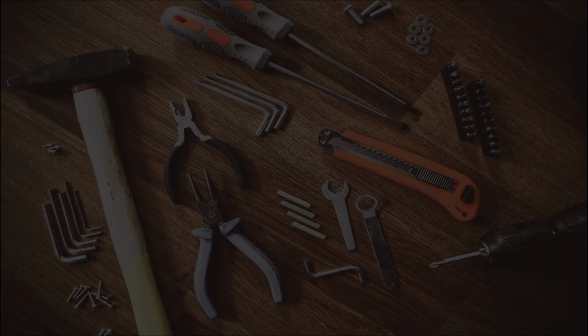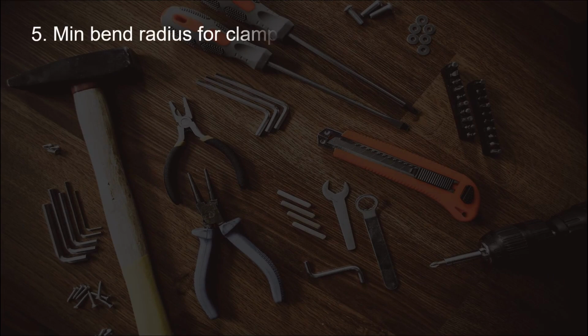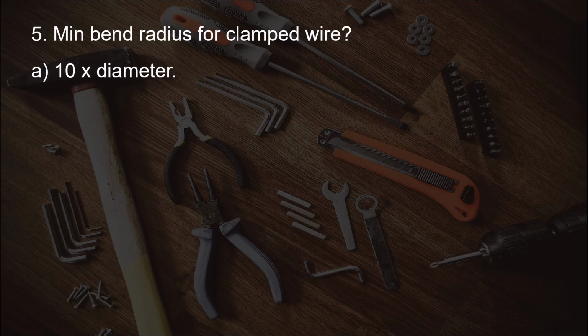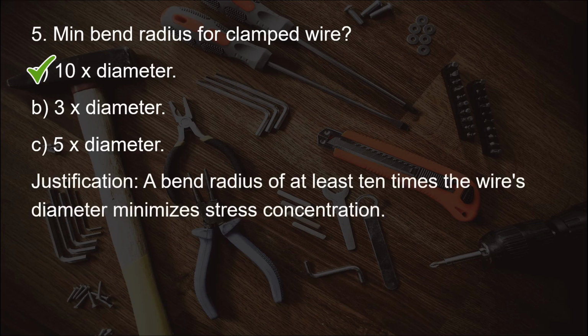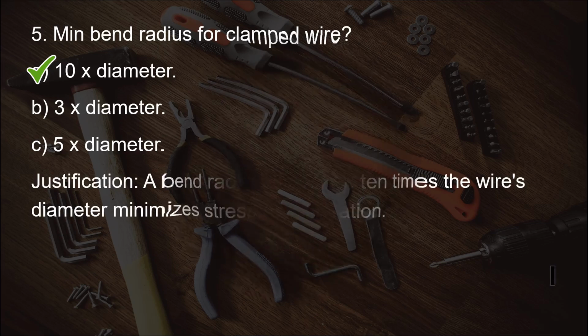Question 5. Min bend radius for clamped wire? A. 10x diameter. B. 3x diameter. C. 5x diameter. Justification: a bend radius of at least 10 times the wire's diameter minimizes stress concentration.